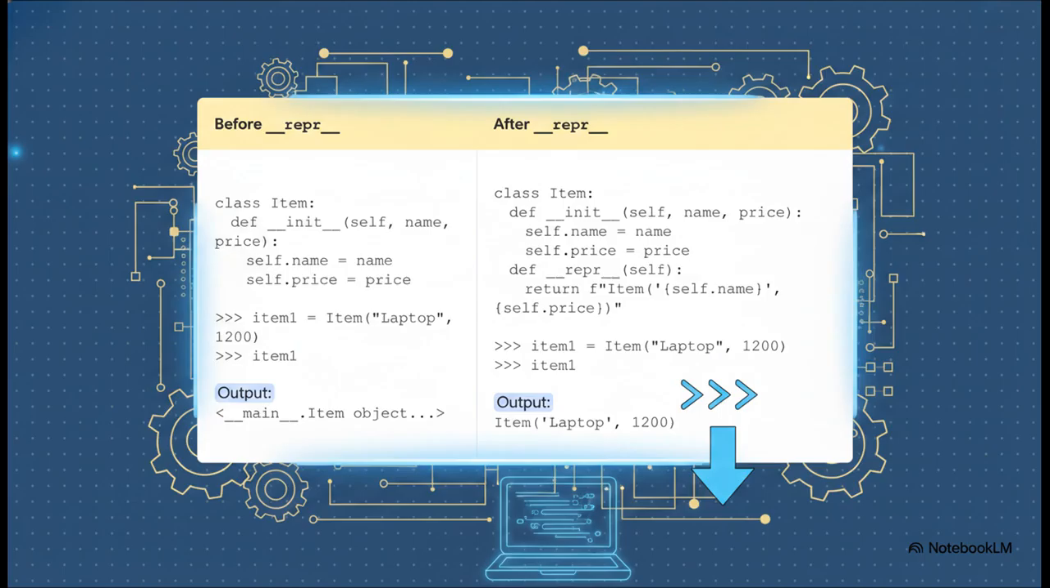And this slide just illustrates the power of a good repr so perfectly. Look at that output. The convention, the best practice, is to make your repr look like a valid Python expression that could actually recreate the object. You can literally copy that output, paste it back into your code, and boom, you get an identical object. That is an absolute game changer for debugging.